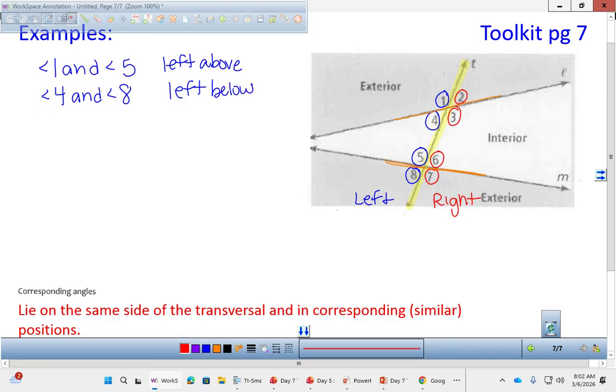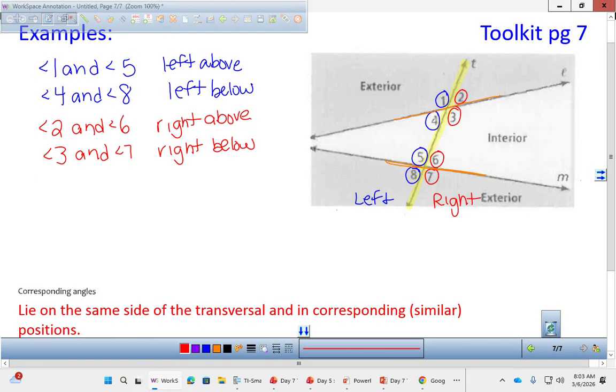I also have corresponding angles on the other side. Anybody think they can do a pair on that side? What do you think? 2 and 6. 2 and 6 are corresponding. These are right side angles that are above the line. And then 3 and 7. These are right side angles that are below the line. So similar positions means the description of them is the same. All right, corresponding angles. These are all of the pairs from this picture.